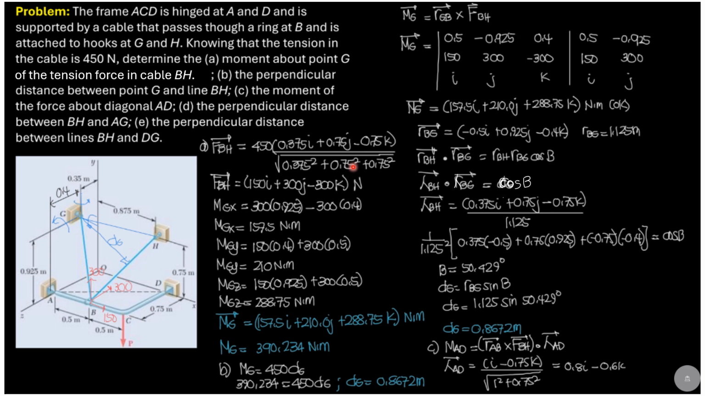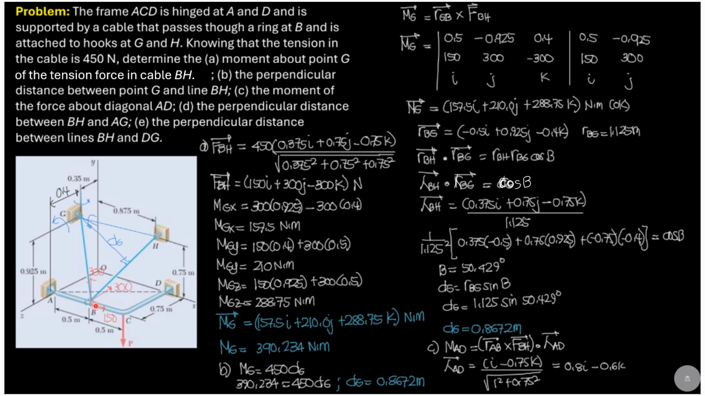So that is r, the magnitude of r_BH, which is also equal to r_BG, which will be confirmed later. Then F_BH is 150 i plus 300 j minus 300 k newtons.